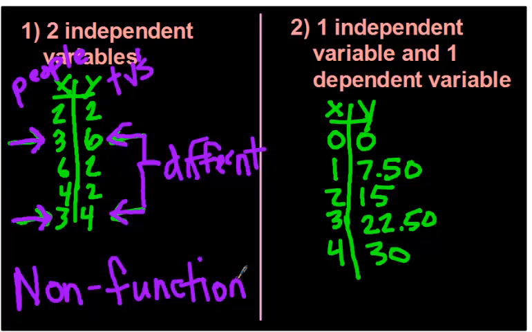The other situation that we were going to look at when we had one independent variable and one dependent variable was when we were considering the amount of hours worked versus pay. Over here in the x, we have 0, 1, 2, 3, and 4, which represent the hours worked, and y, 0, 7.50, 15, 22.50, and 30, which represent the amount earned. So whenever somebody worked 0 hours, they earned $0. When they worked 1 hour, they earned $7.50, and so on. Now notice, none of the x's repeat.